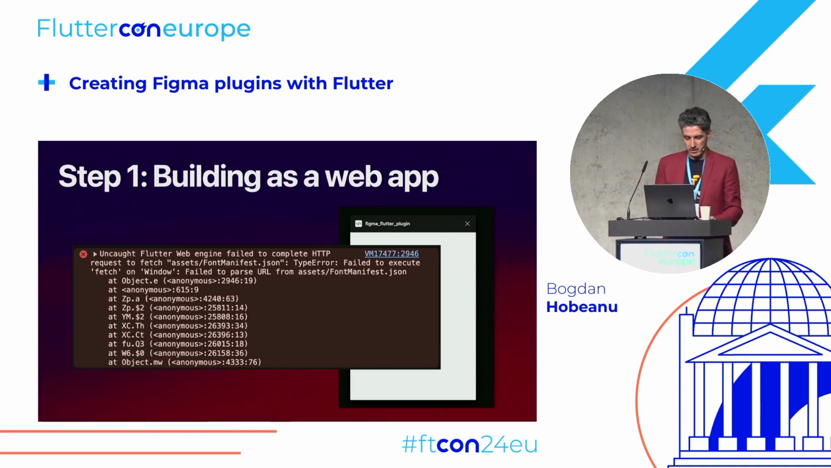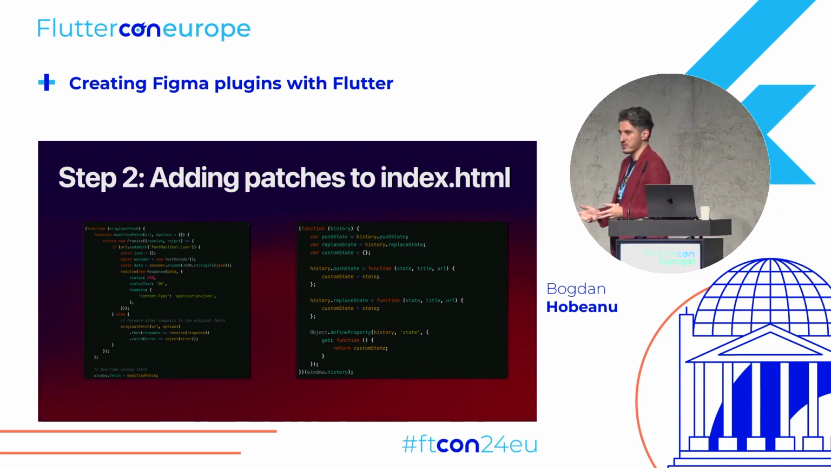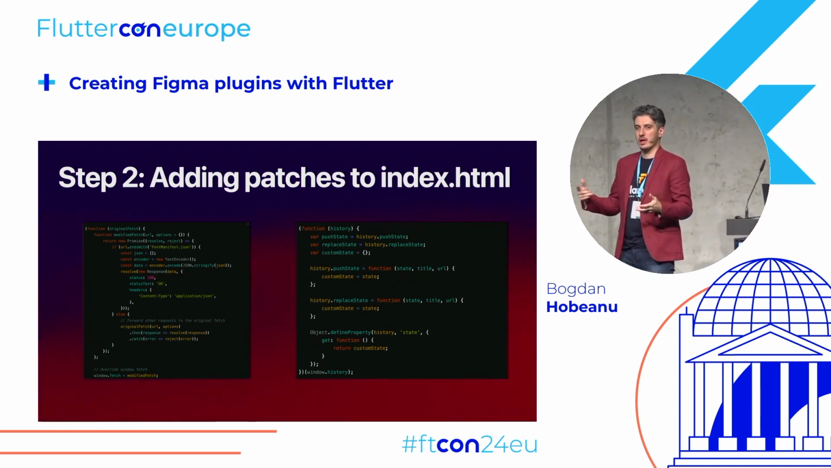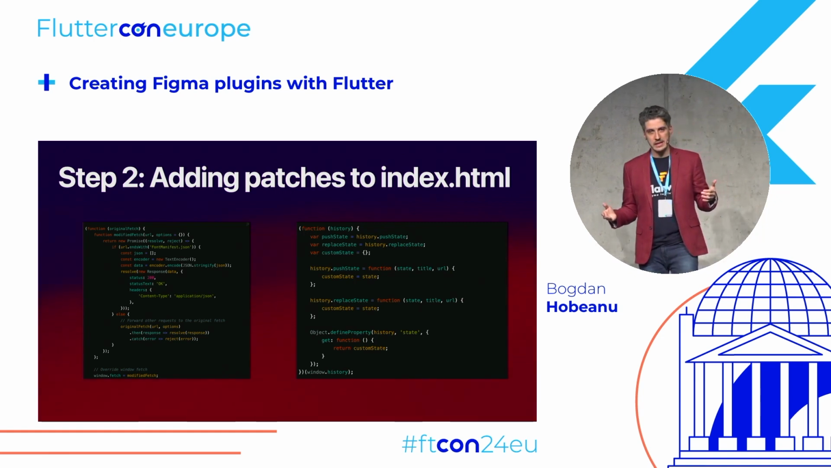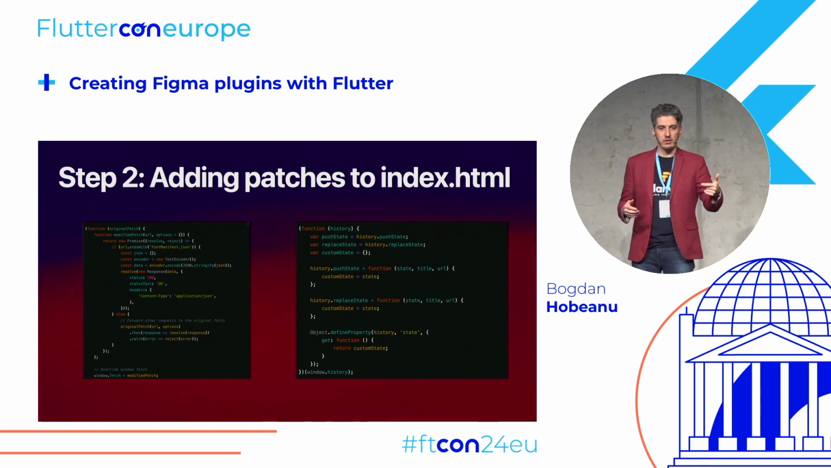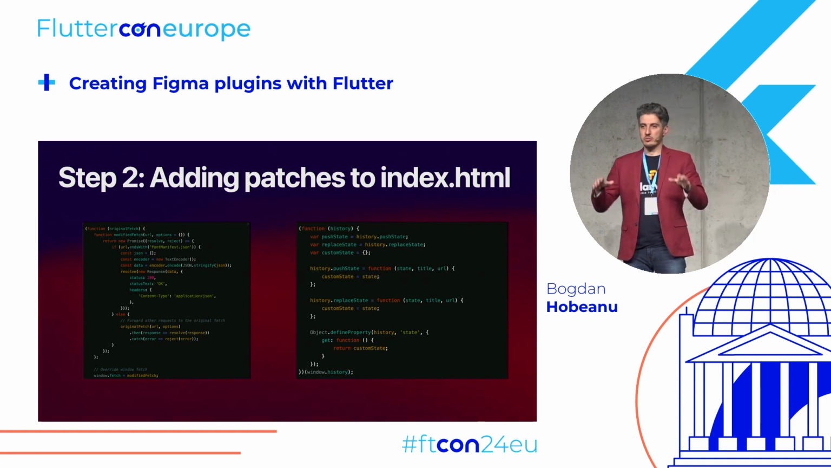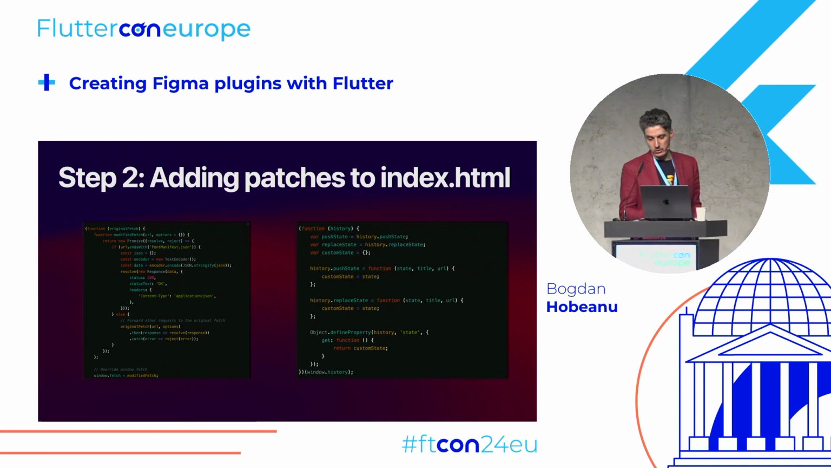It says something about font manifest JSON, so I investigated and I saw what this is about. It looks like we need to add these patches to index.html, because Figma has one limitation. It won't allow you to load local resources. So let's say you have an index.html file, and then you have another file in the same folder, like a font or an image, and you want to load it, you can't do that. You only need to use absolute URIs, because otherwise Figma says, okay, we don't support loading local resources.